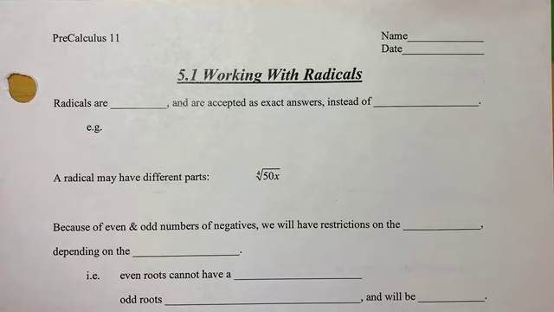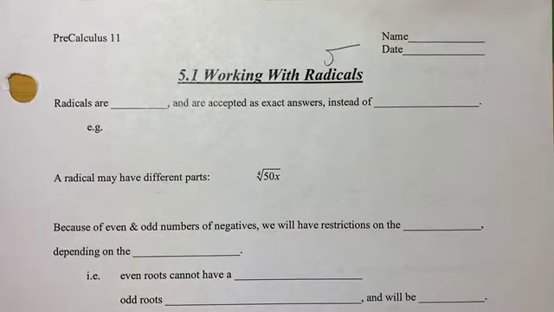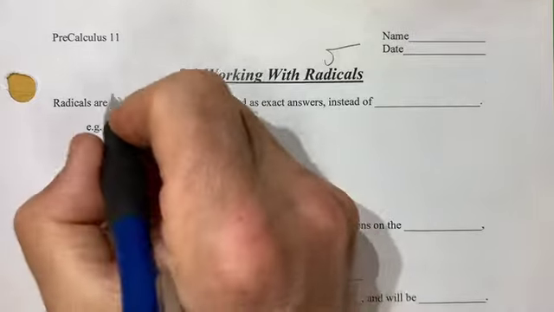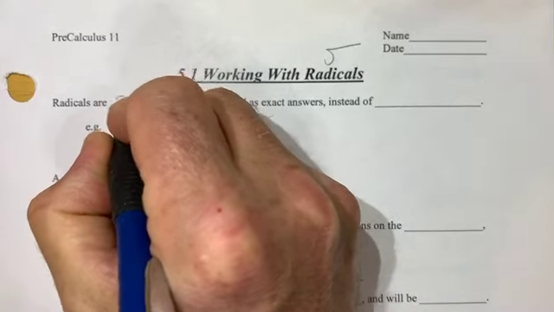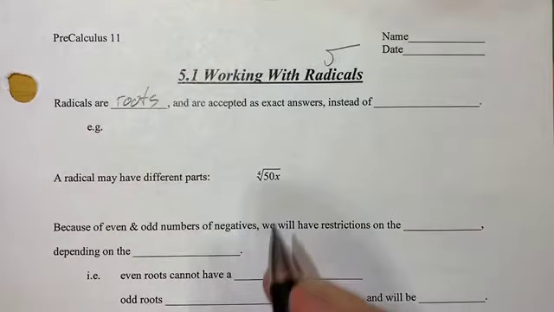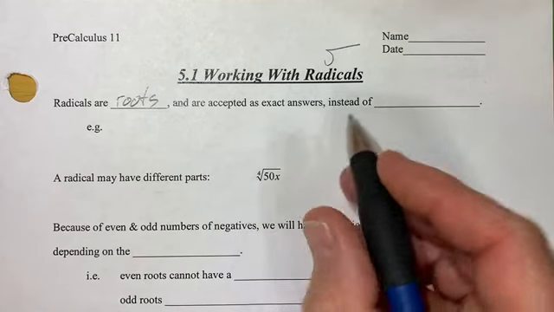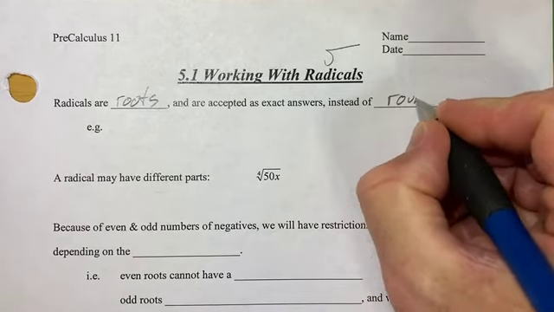Chapter 5. Alrighty, this next chapter has to do with working with radicals. Now, radicals really simply mean square roots. Well, square roots, cube roots, fourth roots, different kinds of roots. So basically, that's all we're going to say. A radical is just a fancy name for roots. So these are roots. And they're usually accepted as exact instead of using a rounded decimal.